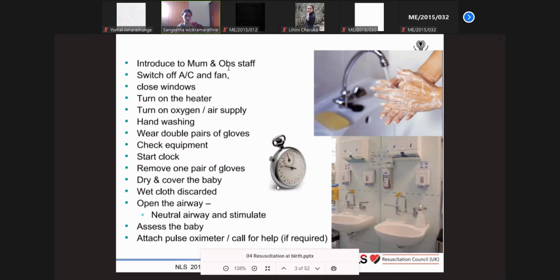So you have to introduce yourself to the mother and the obstetric staff. When you go there, don't behave like an alien and order the people around. You have to first tell them, I am the pediatric HO who will be looking after the baby after the delivery, right? You have to tell the mother also.